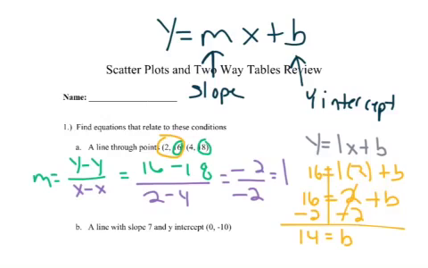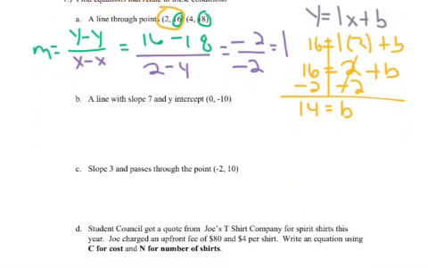So overall, your equation for part A, I'll write it up here, y equals 1x for your slope plus 14 for your y-intercept. You can double check that to make sure it works. And remember to double check, I would do 1 times 2 is 2, plus 14 does give me 16, so I know I did that correctly. Or 1 times 4 is 4, plus 14 does give me 18. Just a good way to double check on a test especially.